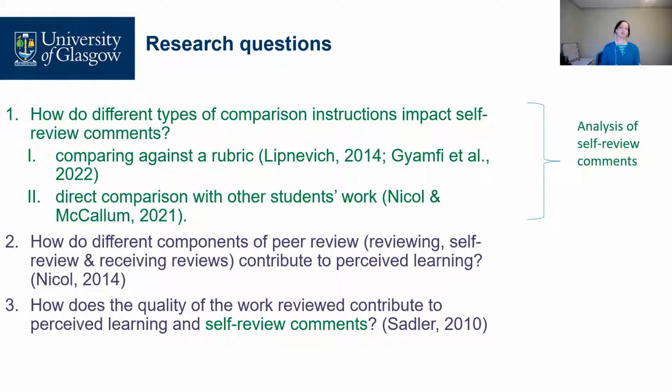And then finally, there have been issues, particularly with peer review, that the quality of the work that students are given to review will vary. Quite often peer review is done anonymously, you're randomly assigned two pieces of work, and you don't know whether they're high or low quality. So we were interested in how the quality of the work might contribute to how students perceive their learning, but also we wanted to find out if the quality of the work they review impacts their self-review comments as well. So that's why that bit's in green.